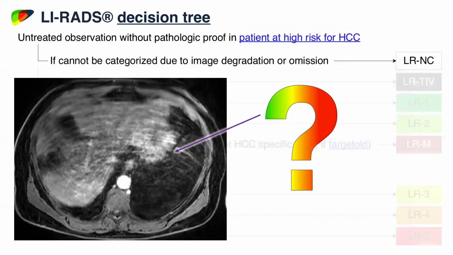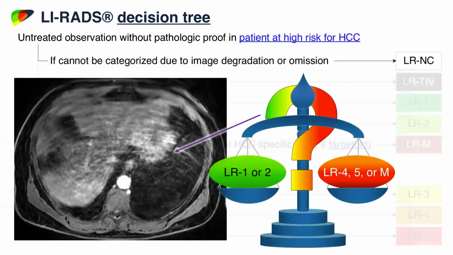So I'm looking at this sort of blob of enhancement there, and I have no idea if this is an artifact, if this is a cholangiocarcinoma. This could be nothing. This could be a devastating malignancy. I have no way of telling the difference based on these horrible images. So I apply LR-NC, non-categorizable. Non-categorizable means you cannot tell whether it's more likely benign or malignant.